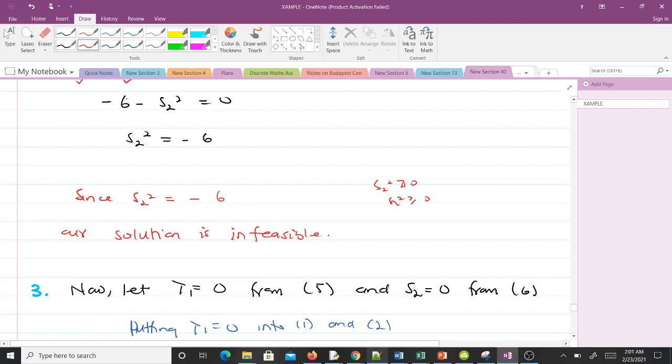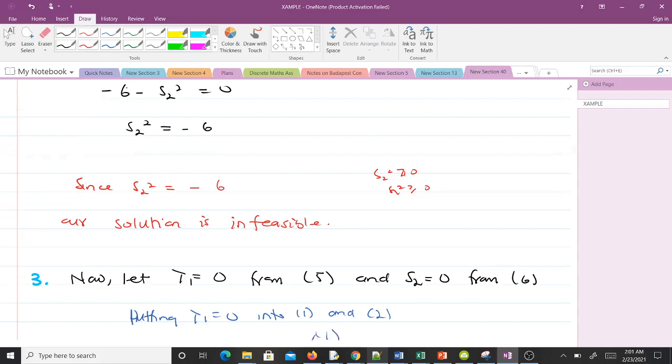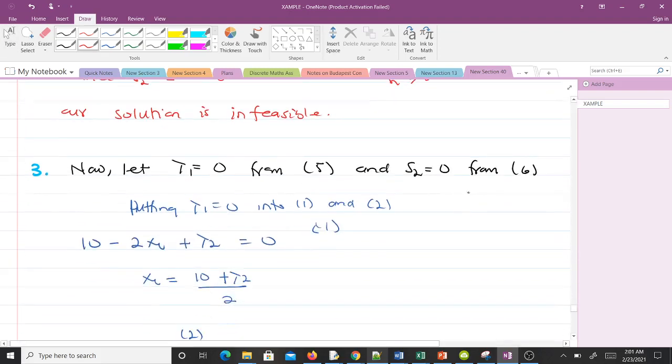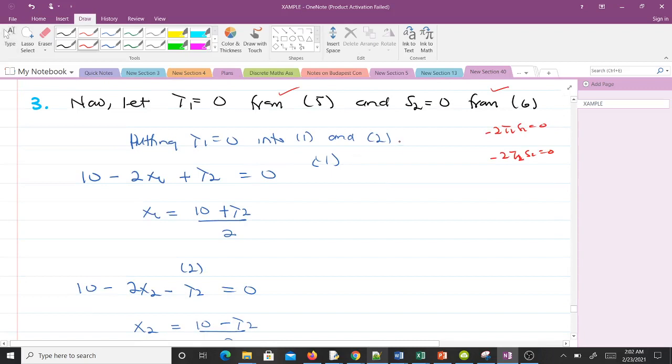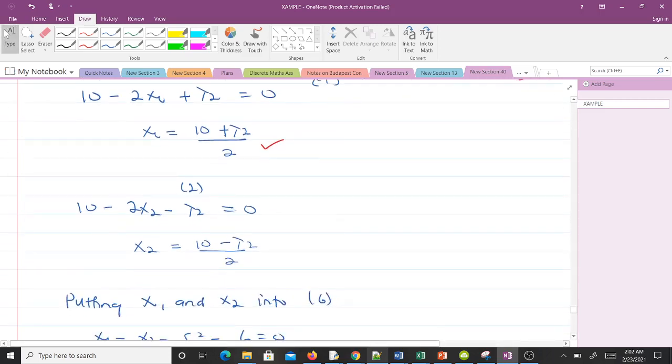So now we move on to the third combination we can have. From equation 5, that's minus 2 lambda 1 s1 equals 0, and equation 6, minus 2 lambda 2 s2 equals 0, we want to make lambda 1 equal 0 in 5 and s2 equal 0 in 6. So doing that, when we put lambda 1 equals 0 into equation 1 and equation 2, in equation 1 we'll get this, and in equation 2 you will get this.